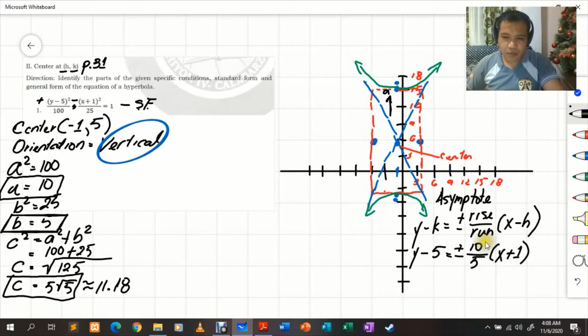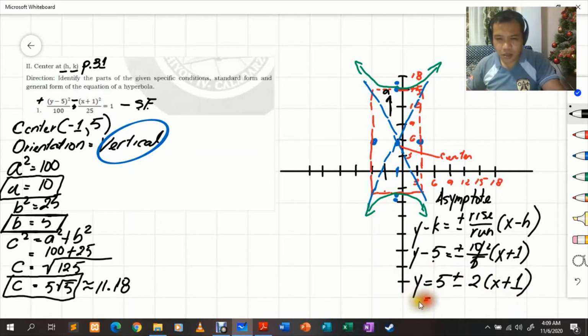So, x plus 1. Simplify natin. This will become 2. And, dadali natin si 5 doon. So, y equals 5 positive, negative, this will become 2x plus 1, or 5 positive, negative, 2x plus 2. Yan yung asymptote natin.